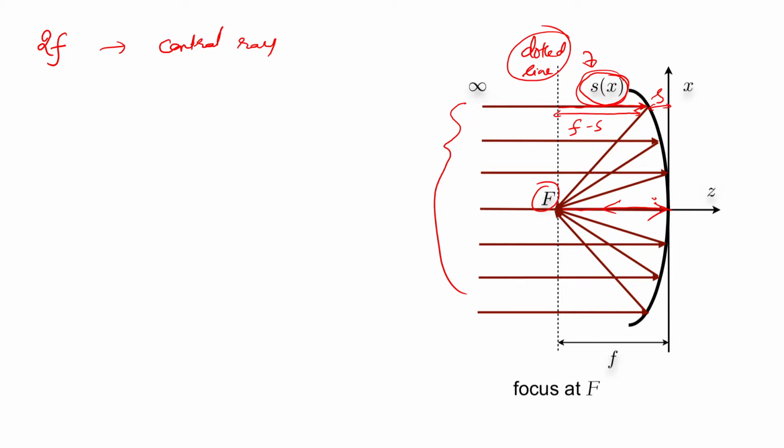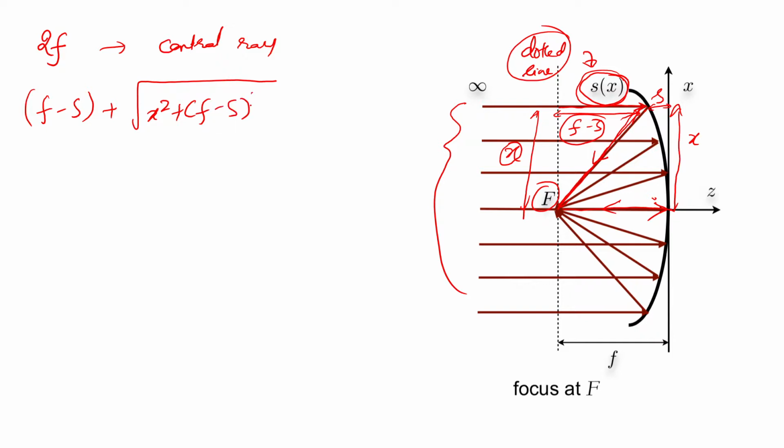So the top ray travels a distance of f minus s, after which it strikes the mirror, and then it is reflected along this direction. This height is x. So this height is also x. This is f minus s, this is x. So this is the hypotenuse, which from the Pythagorean theorem should be the square root of x squared plus (f minus s) whole squared. This is the total distance traveled by the top ray, right?